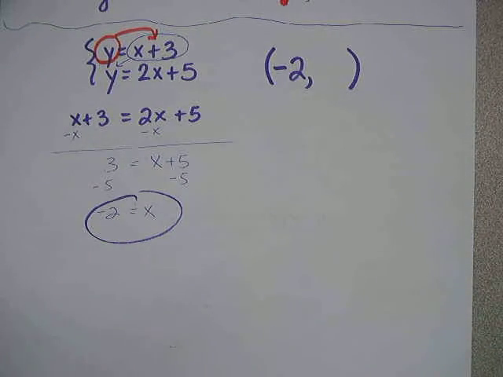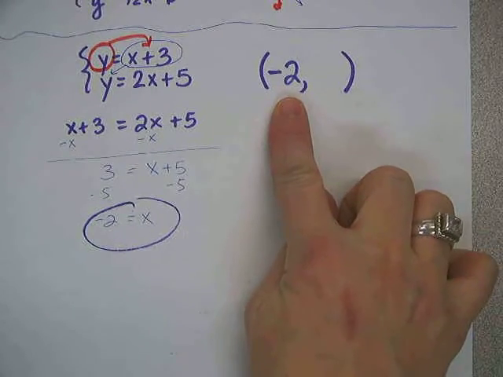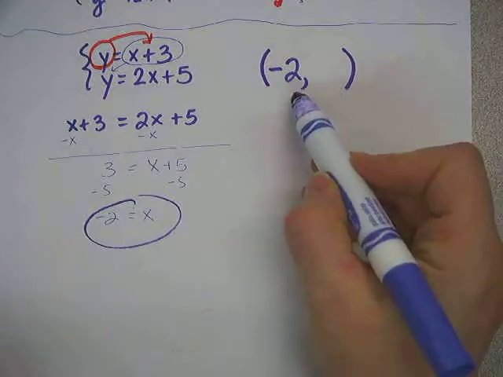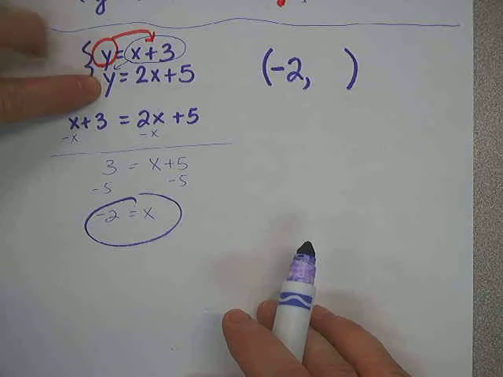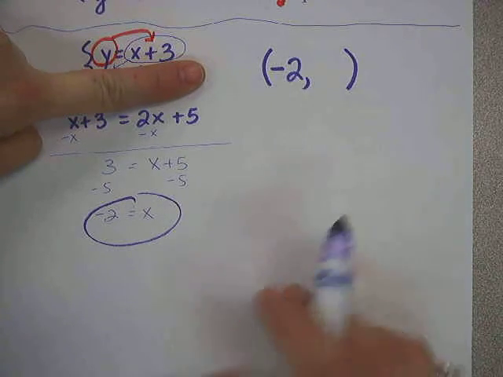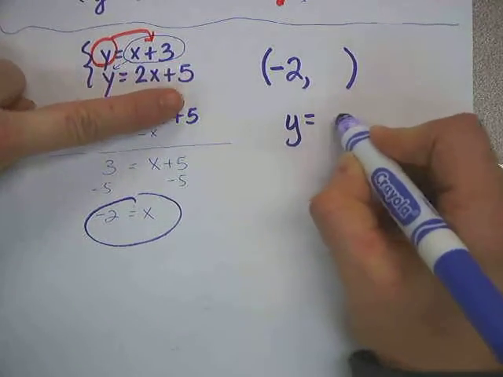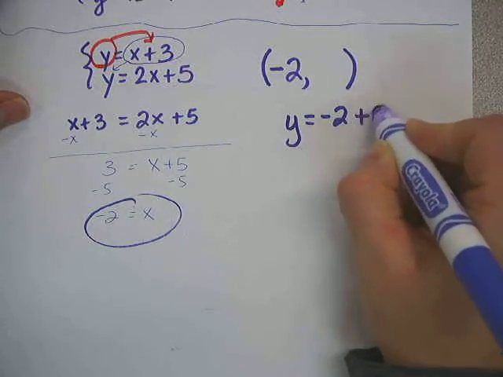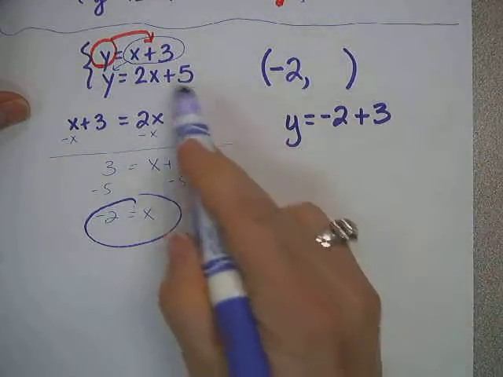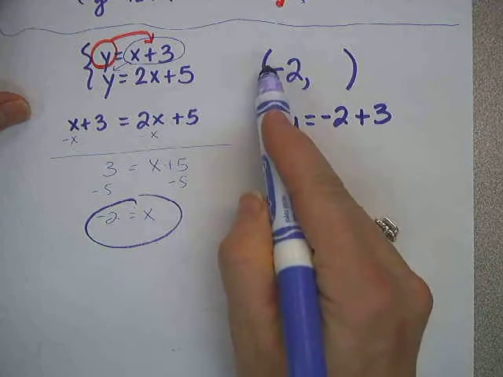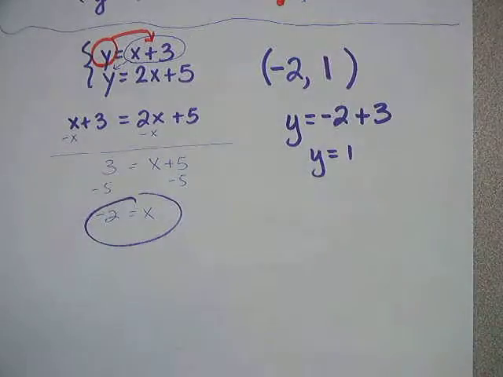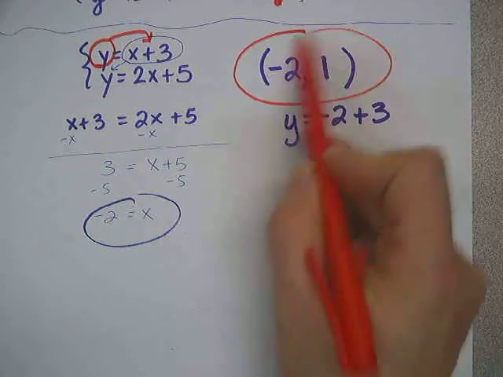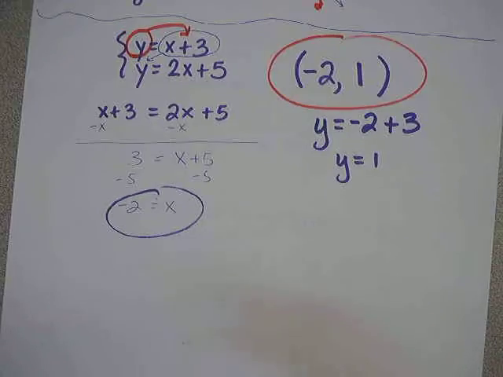Because remember, a solution is the ordered pair that makes both true. We found the x value. So now to find the y value that goes along with it, you can go back to your given two equations and you can choose whichever one you want. I'm going to choose the top one. Y is equal to whatever x is plus 3. Y equals x plus 3, and in this case x is -2, so y comes out to be 1, and there's your solution.